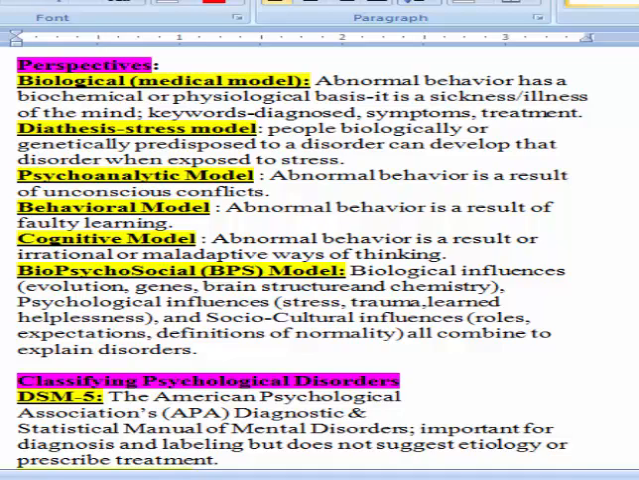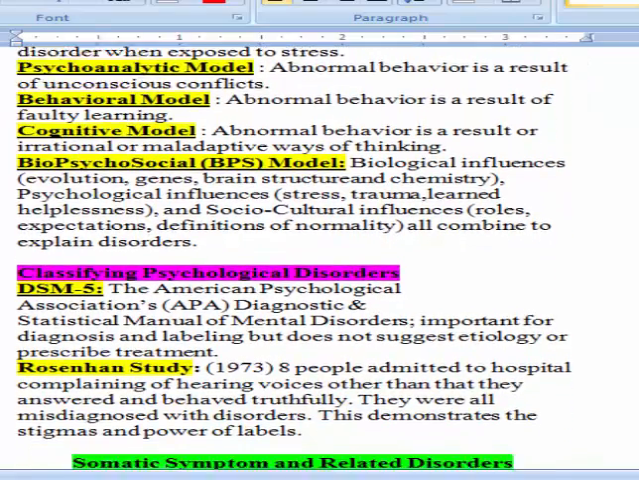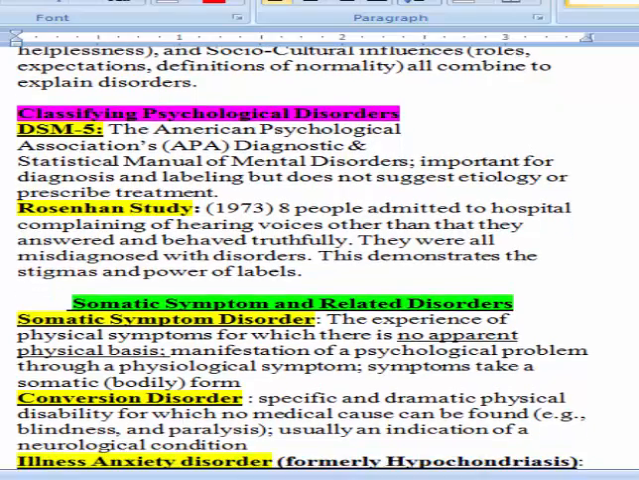And then we know that we shouldn't really just take any one singular model. So at a minimum, we should really be using the BPS model. We should consider what biological influences, what psychological influences, and what sociocultural influences might combine to explain disorders that we see.